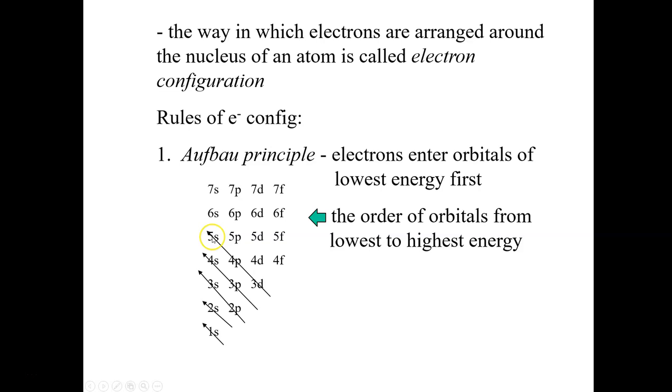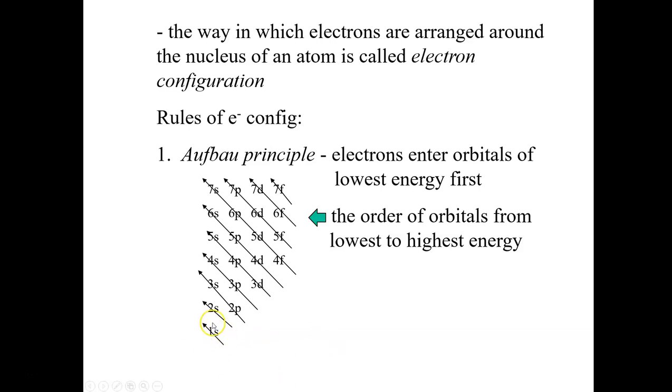Then the 4p. Then the 5s. Then the 4d. Then the 5p. Then the 6s. Then the 4f. Then the 5d, 6p. And this is the order that we would go in. So if you are filling all of these sublevels with electrons, you're always going to start at the 1s.